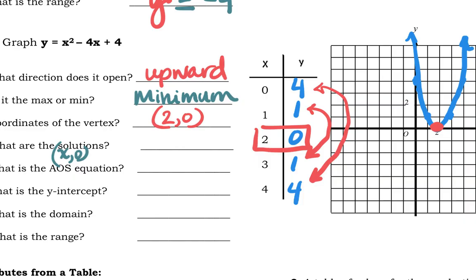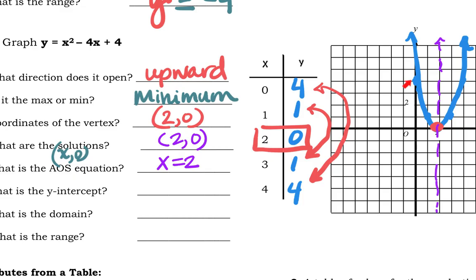What is the solution on this one? What point is hitting the x-axis? 2, 0. It happens to be the same number. Doesn't always happen, but it could. All right, what's our axis of symmetry then? What point does this line go through? 2, 0, but how do we write it for the equation of axis of symmetry? X equals 2.